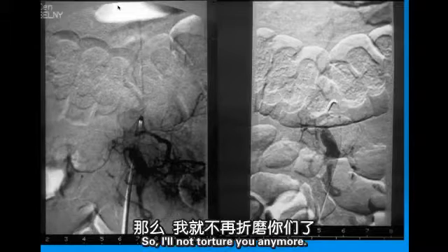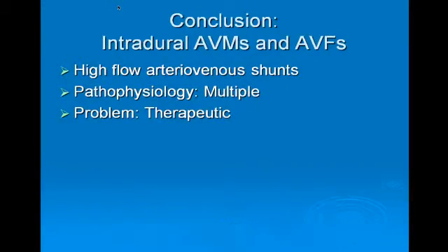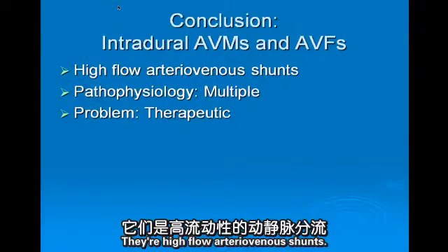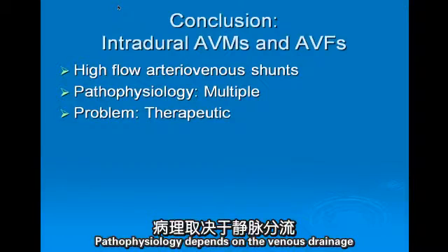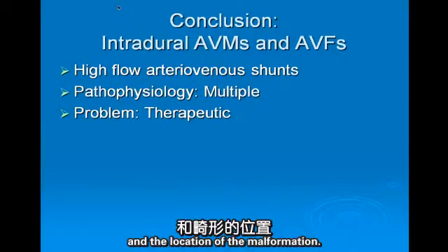Okay. So, not to torture anymore. Intradural AVMs and AV fistulas. This is hopefully an old primer on those. They're high-flow arteriovenous shunts. Pathophysiology depends on the venous drainage and the size of the fistula and the location of the malformation.